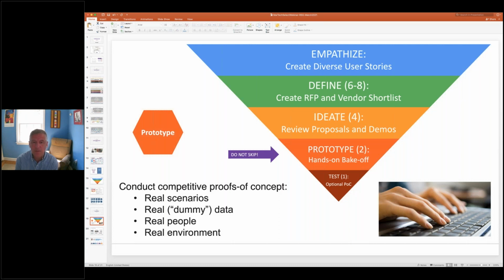No, what you want to do is, after having gone through this process, you should have a good sense of your user stories. You've honed them over time. What you want is a hands-on bake-off, where the first day or two you're getting trained on the platform, and then you're having what could be a 3, 4, 5-day sprint with the vendor.